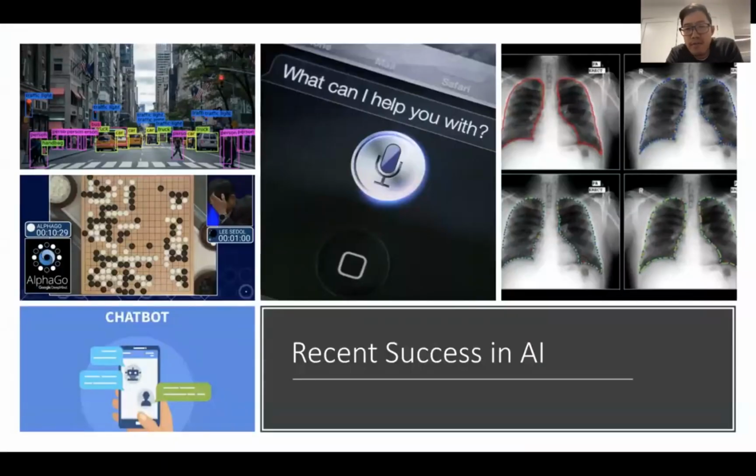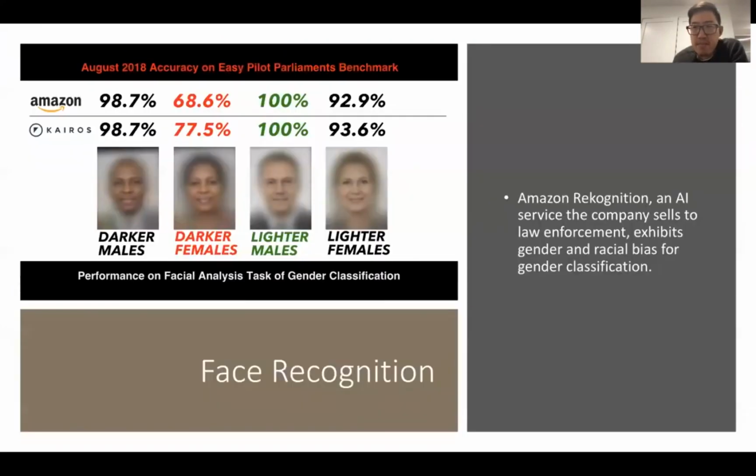I think we're all familiar with the recent successes in AI. They're being used now in autonomous vehicles, voice assistants, medical imaging. But I'm not sure if many of us have heard of some of the spectacular failures that we're seeing in machine learning. For example, Amazon Rekognition here had up to 30% failures in recognizing faces of darker females.